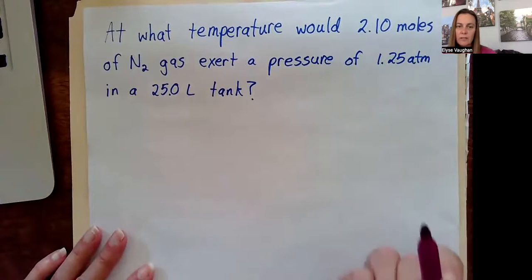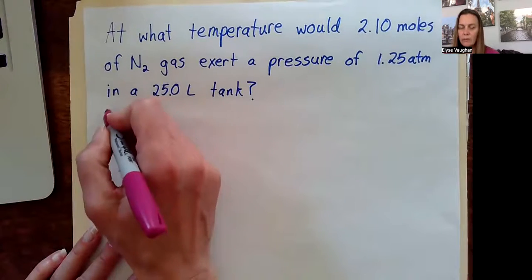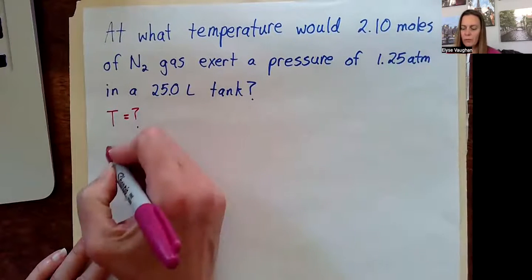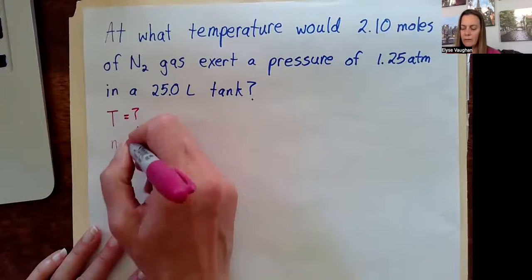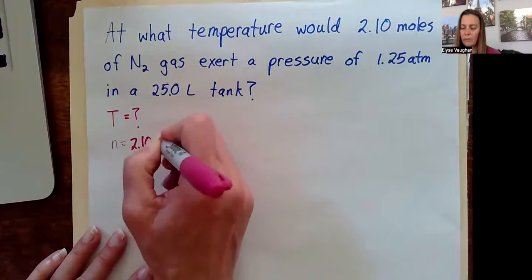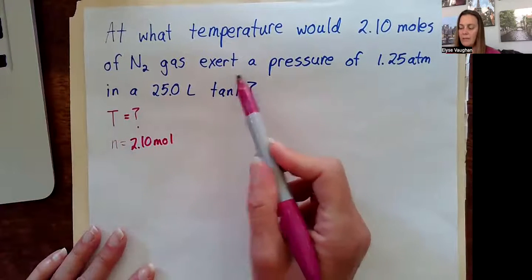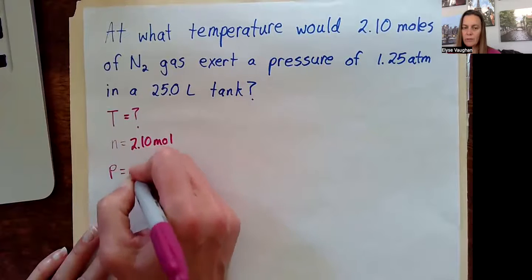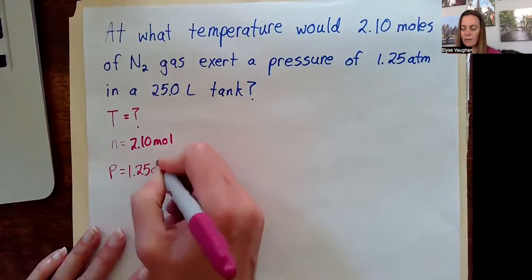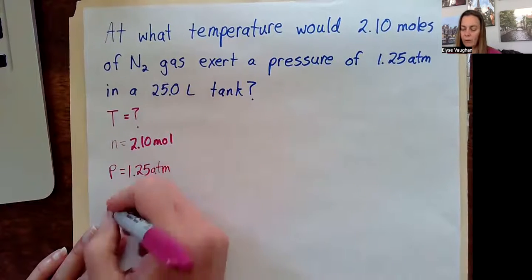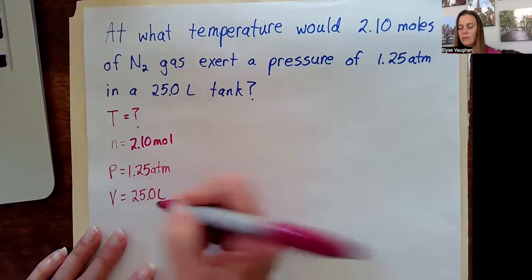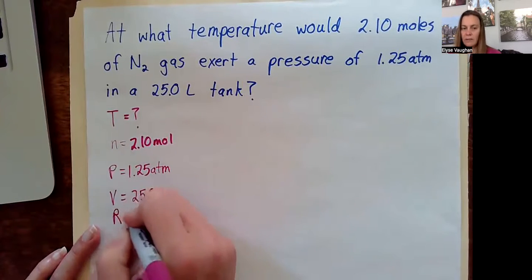So our question asks us for temperature. So we know we're looking for temperature. It gives me a number of moles, 2.10 moles. So n equals 2.10 moles. It tells me the pressure, 1.25 atmospheres. Pressure equals 1.25 atmospheres. And it tells me a volume, that's 25.0 liters. And we know R, it's a constant.